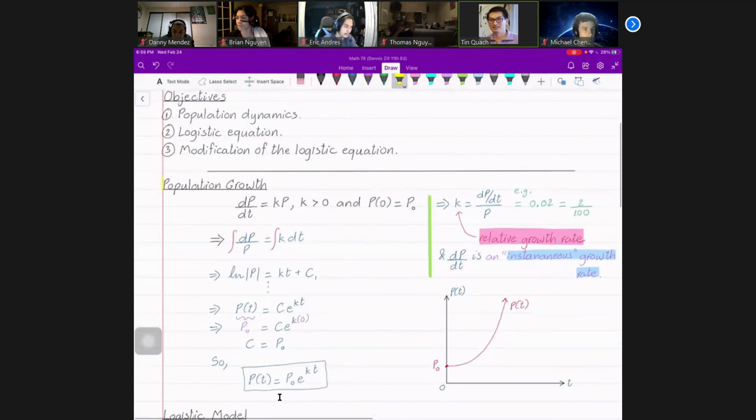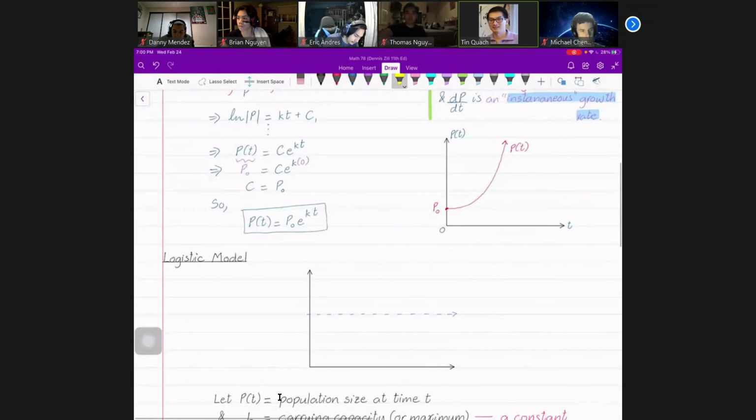So what is a logistic model? By the way, population growth is population dynamics. So now let's talk about logistic. Well, when scientists see this model right here, they said, wait a minute, we cannot use this one for the human population, because for the human population, eventually it's going to level off at some point. So we have to come up with a different model to study the human population.